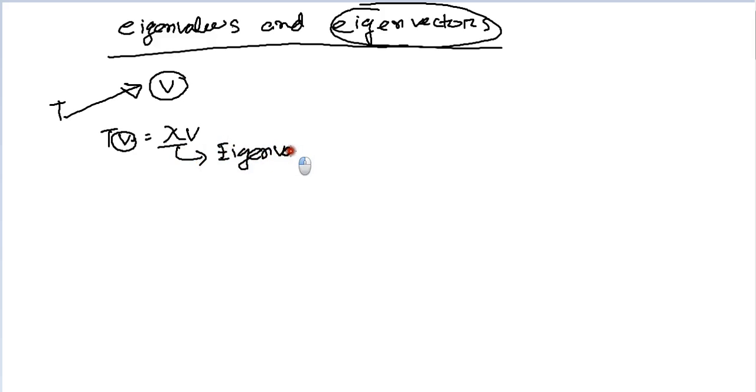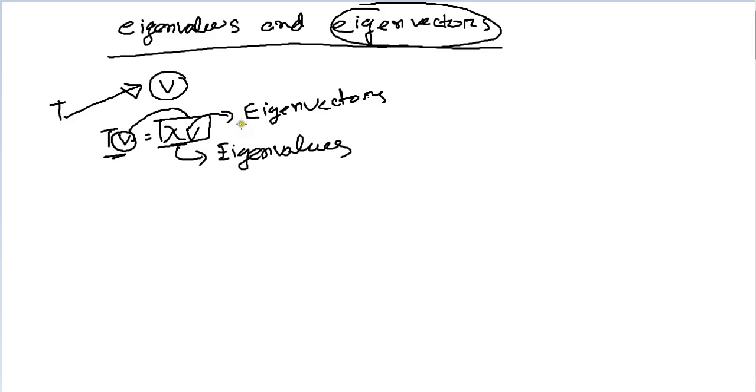So T is a tensor that transforms v into something that is lambda v. So here v is parallel to itself. Lambda is a scalar value, and it's called the eigenvalue, and v is the eigenvector.